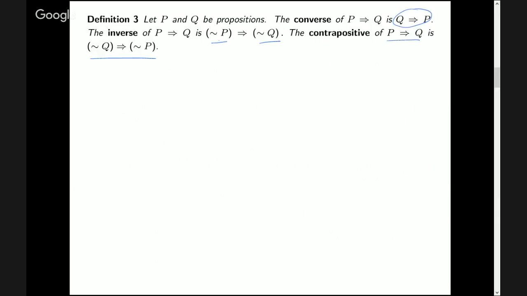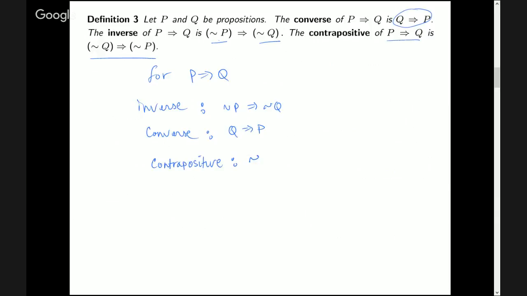So I'm going to write it this way. For P implies Q, the inverse is going to be not P implies not Q. The converse is going to be Q implies P, and the contrapositive is going to be not Q implies not P. We're going to write some phrases down using this definition.